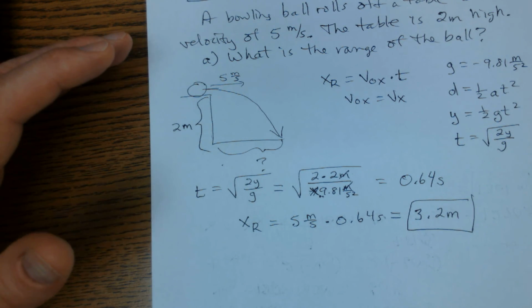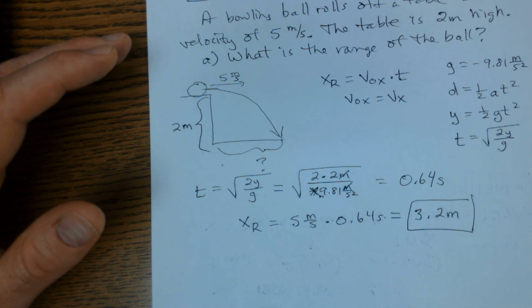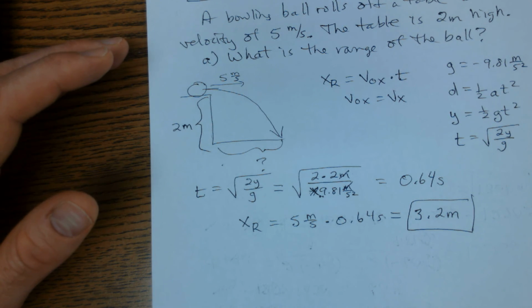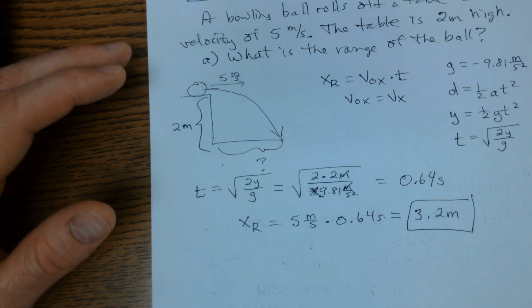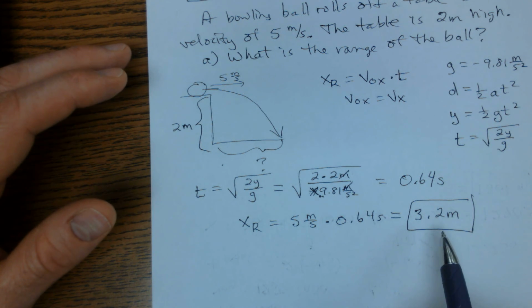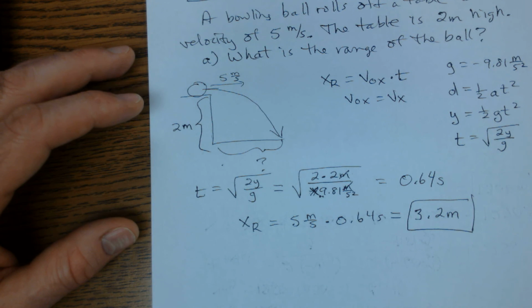And that's pretty far. 3.2 meters is about 9 or 10 feet. So that bowling ball is coming from 6 feet in the air, and it's going to go 5 meters per second, which is pretty fast. And it's going to land about 9 or 10 feet away. It's a pretty fast bowling ball on a big distance. But that is the correct answer.